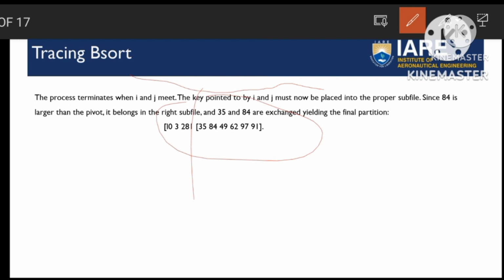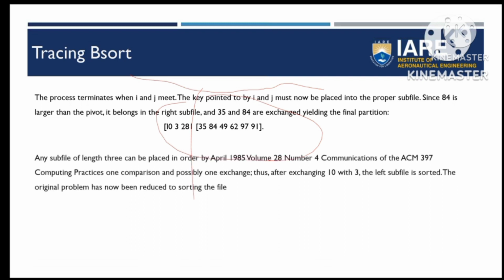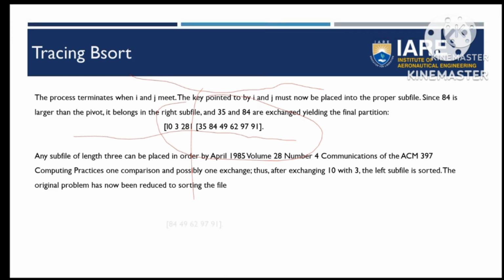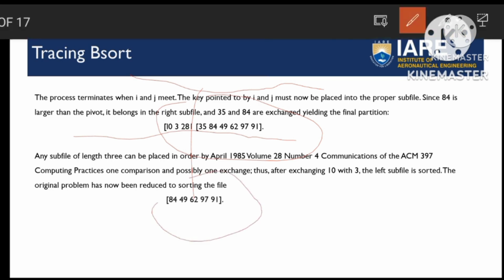Now we should perform the sort again on these two arrays, so we can finally get a sorted array. Any subfile of length 3 can be placed in order by a few comparisons. After exchanging 10 with 3, the subfile is sorted, and the original problem has now been reduced to sorting the other subfile. Now we can go to 84, 49, 69, 91.